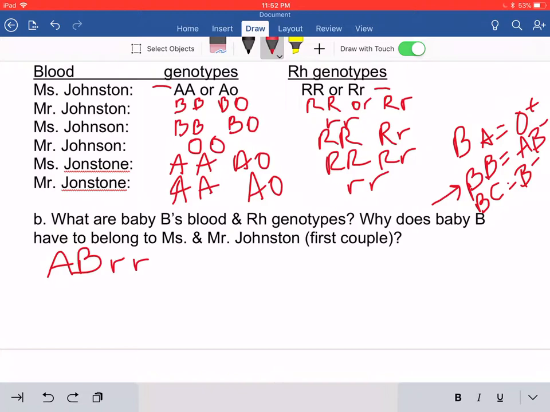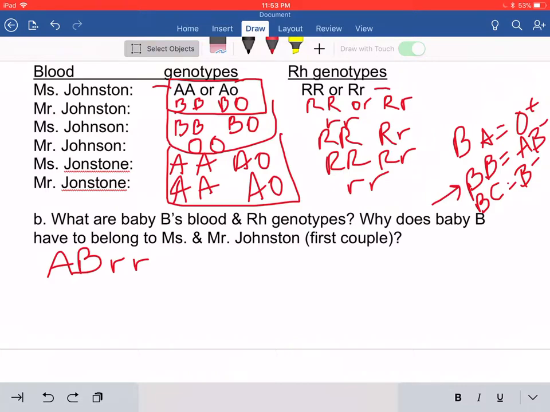Now, what are the parents that can be the couple that created this child through fertilization? Well, we have to look at what are the parents that could combine both an A and a B allele. And the reason why they have to be Mr. and Mrs. Johnston is because they are the only couple that have both A and B alleles. And this is, of course, assuming that nobody cheated on anybody else, okay? But the other couples could not create those combinations of A and B. Let's see what other question we got here.